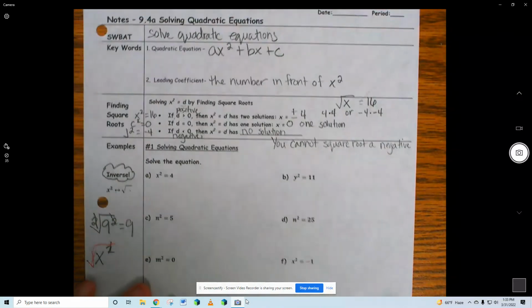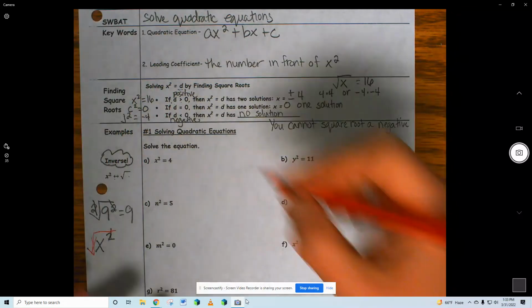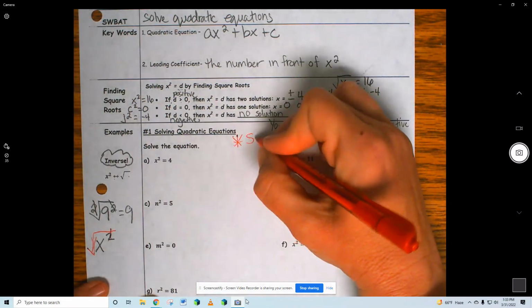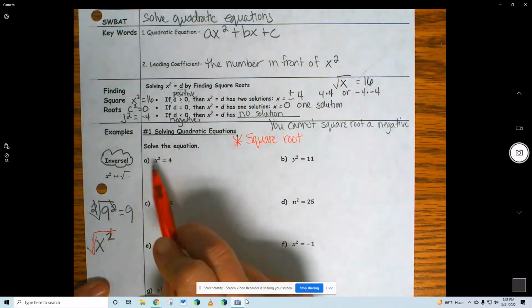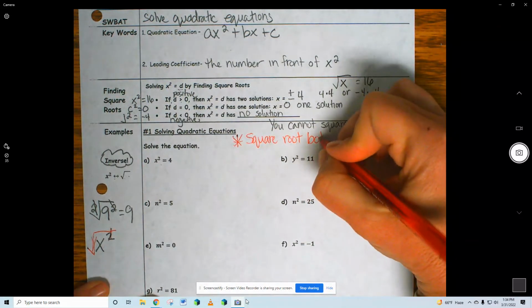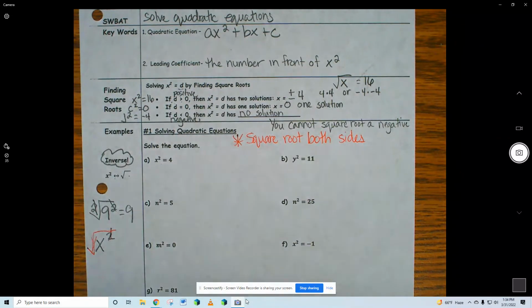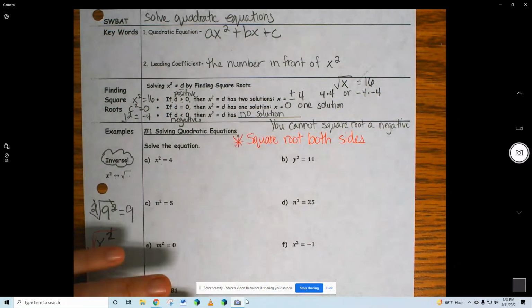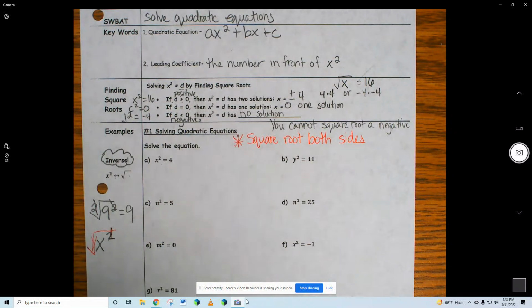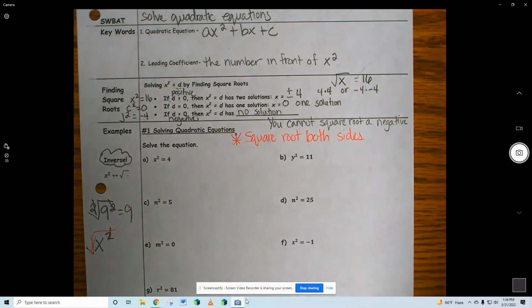Okay, you cannot square root a negative. So our whole goal today is to solve by doing the inverse operation of squared: square root both sides. That's the big idea. So, x squared equals 4. How do I get rid of that little exponent of 2?